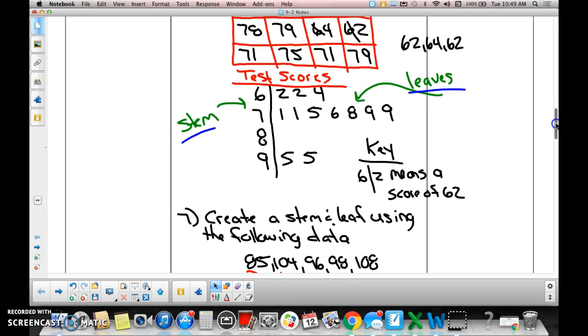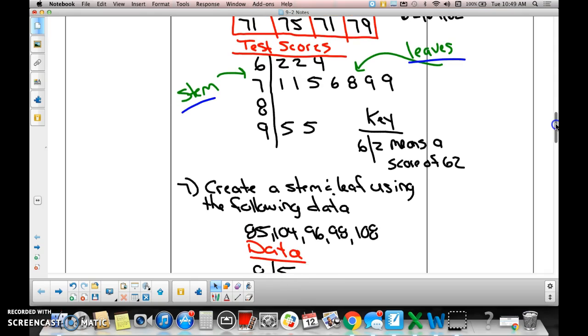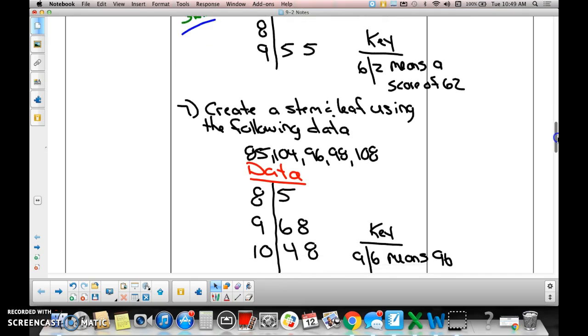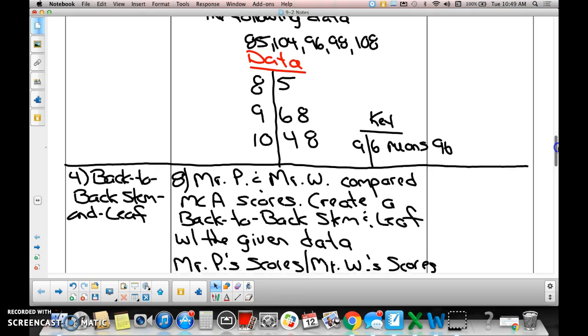There's supposed to be a title. Title, yep, and we titled this one test score. So yes, every graph should have a title. You learned that from Mrs. Miller, I hope, and probably before that. Another example of a stem and leaf plot using data. We didn't really put a title for this one, so we just made it up and said data.